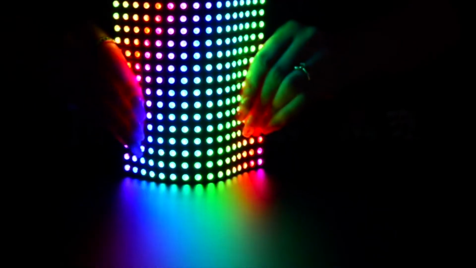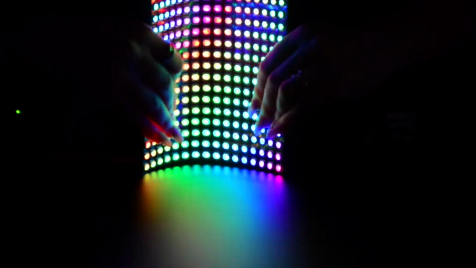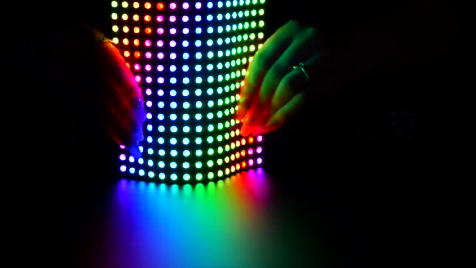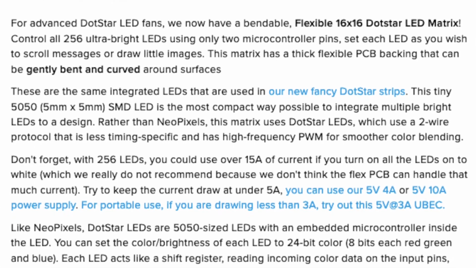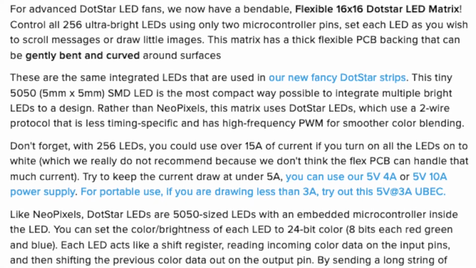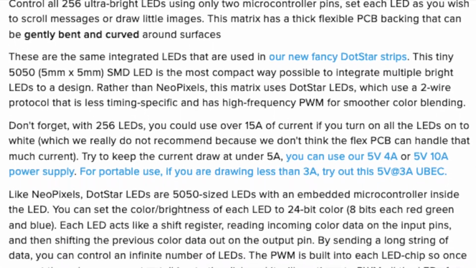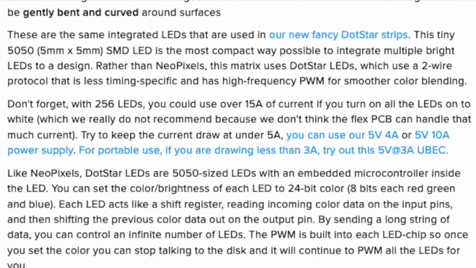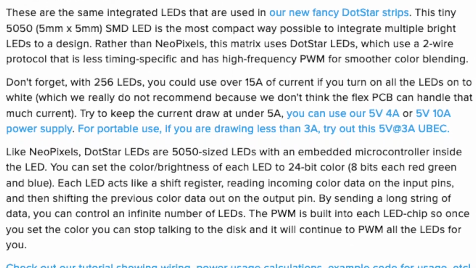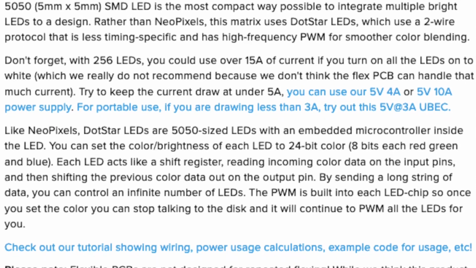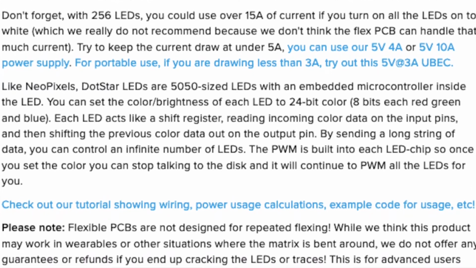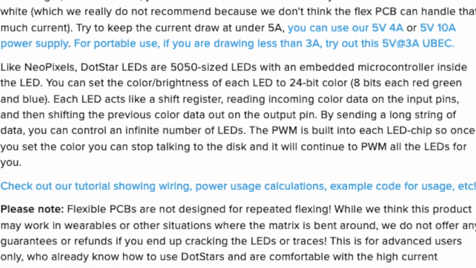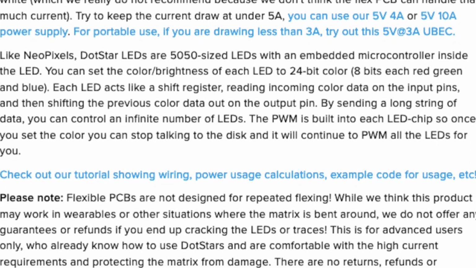Once you've got everything working, it's time to start developing code for our 16 by 16 matrix. But before we start, I'd like to note that it's extremely important to keep the power draw low when working with the NeoPixel matrix. I've set the brightness on all our examples to 64 to help do this. As Adafruit's site points out, quote, "Don't forget, with 256 LEDs, you could use over 15 amps of current if you turn all of the LEDs onto white, which we really do not recommend because we don't think the PCB can handle that much current. Try to keep the current draw at under 5 amps. Please note, flexible PCBs are not designed for repeated flexing."